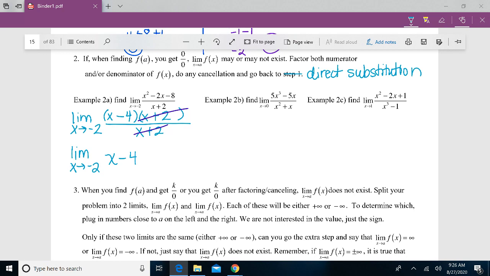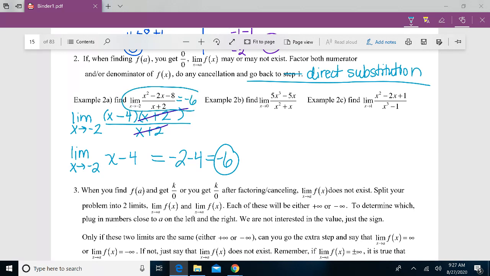Now I'm going to go back and try direct substitution. So now I'm going to try to substitute in that -2. And -2 minus 4 is -6. So my limit as x approaches -2 of that function is -6. So that is my answer.